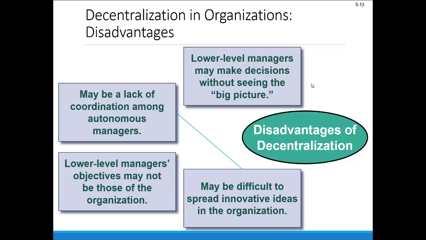There are some potential disadvantages to decentralization, though. Lower level managers may be too focused in a way on their own small part of the organization, and they may make decisions without seeing the big picture. So that may be one potential thing we need to keep an eye on. And related to that is this point in the lower bottom left here. Lower level managers' objectives may not be those of the organization. In other words, we might have incentive disalignment.